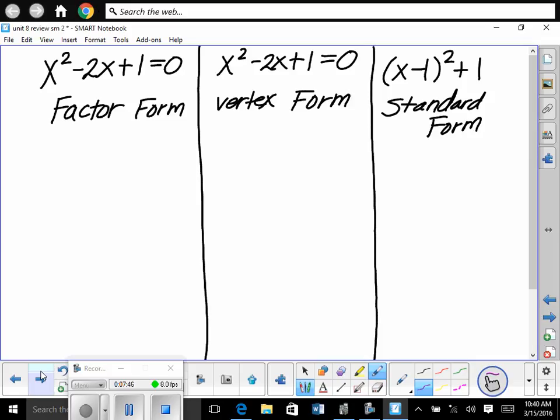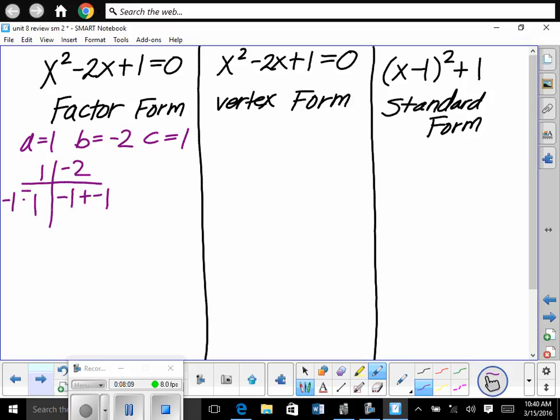So, factor. Okay, so what's my A value? 1. My B value is? And my C value is 1. Okay, so there's nothing in common right here. So that's when we do A times C. Multiplies to be 1 and adds up to be -2, right? Factors of 1. 1 and 1, negative, negative. -1 times -1 is 1. -1 plus -1 is -2. So our factors are -1 and -1.